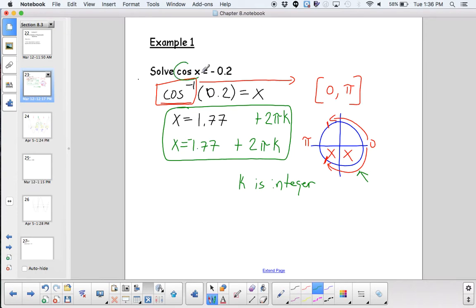And again, this is for cosine. The key here is that you need to remember that for cosine, cosine of x is going to be equal to cosine of negative x. So when we find the first solution, which was here, the negative of that is also going to be true.